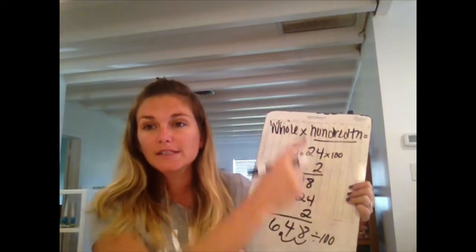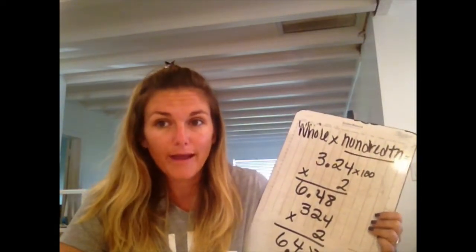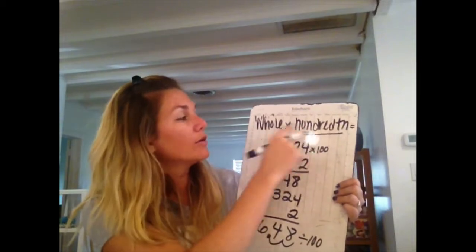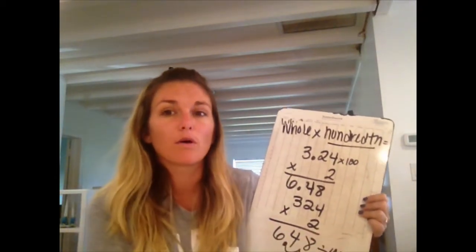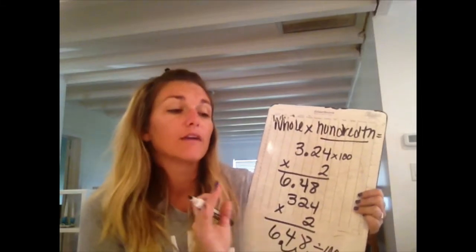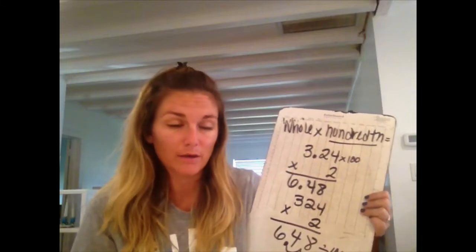Whole times a hundredth is a hundredth. Whole times a thousandth is a thousandth, okay? Anytime I have a whole, no matter what I multiply it by, if it's a whole times a tenth, my answer is to the tenths. If it's a whole times a hundredth, it's to the hundredth. If it's a whole times a thousandth, my answer will be to the thousandths place, okay?